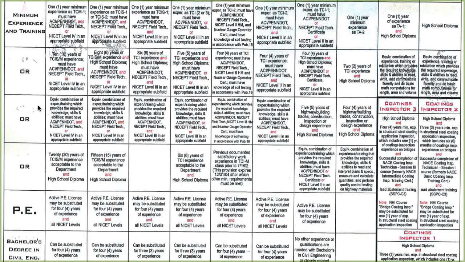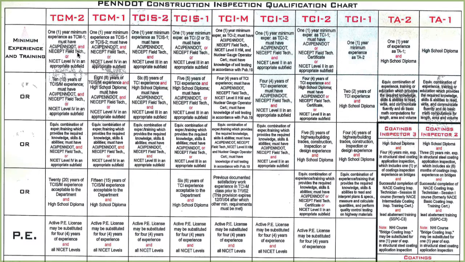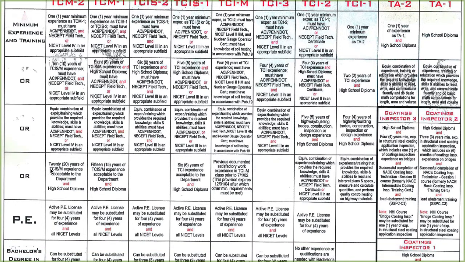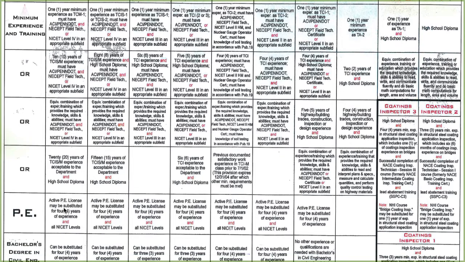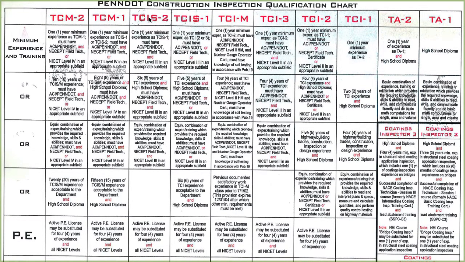That's what this chart is doing. It's telling you all of the minimum required experience that you can have, or the substitution experience that you can have. And if you have an active PE license, that may be substituted for 4 years of experience at all NECEP levels. So if you have an active PE license, then you don't necessarily need to go through all of the steps above. What this matrix is doing is telling you, for each construction inspector level, exactly what is required to get that individual approved for that level of construction inspection.